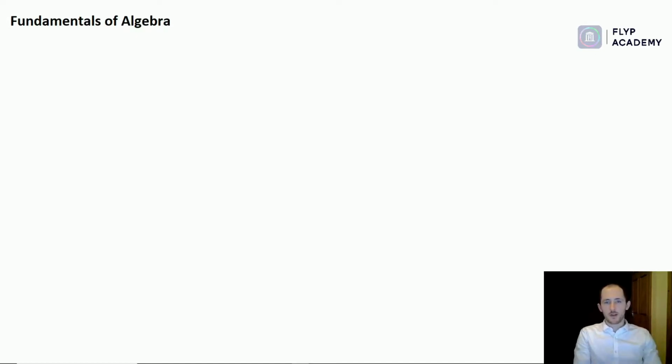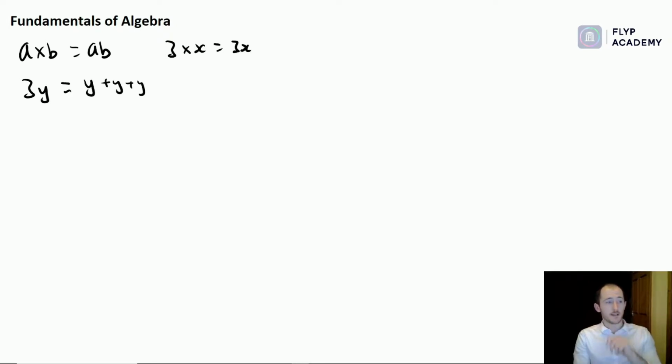So for example, instead of writing A times B, we generally just write AB. The same thing as if we had 3 times x, we would just write that as 3x. So we don't tend to write the multiply signs. Instead of writing y plus y plus y, we can just group that together as 3y. And instead of doing, for example, b times b, we instead write b squared, where the 2 is just the number of copies of b that we multiply.